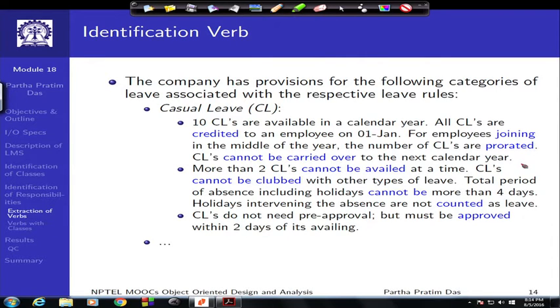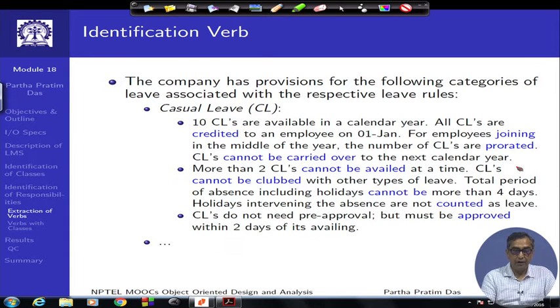Continuing on the document further, if we go towards the part where different kinds of leaves are discussed, we can say that we see a verb credited. So, we will know that leaves will have something to do with the credit system. It has something to do with the joining, another verb. Allocation is prorated. So, there is another verb that defines action.